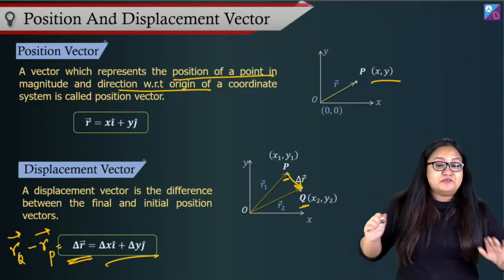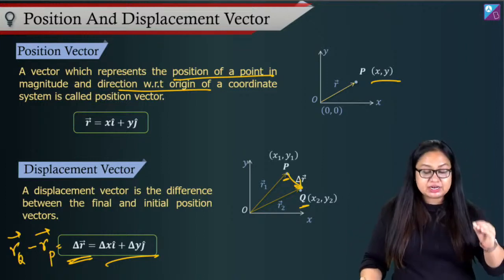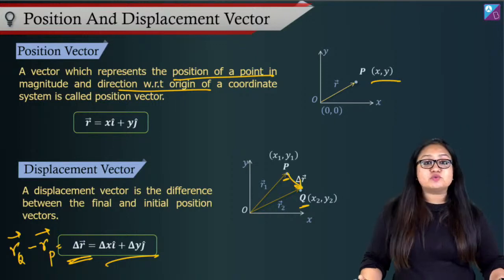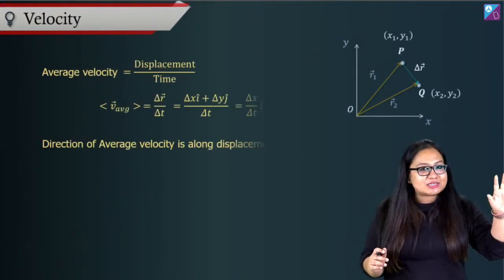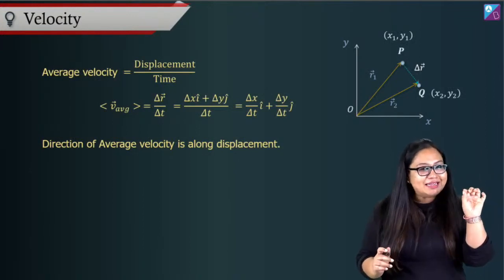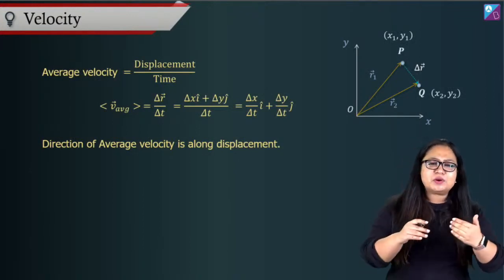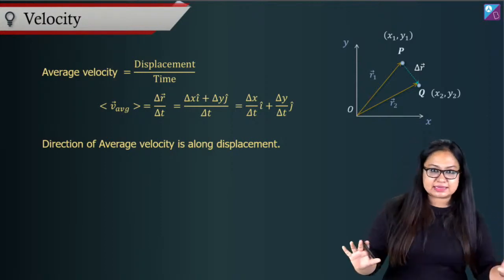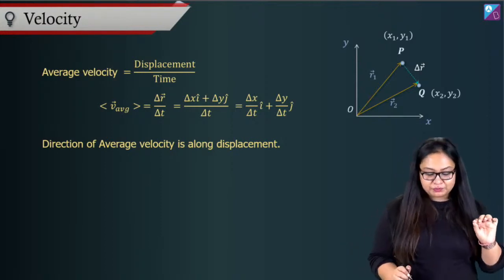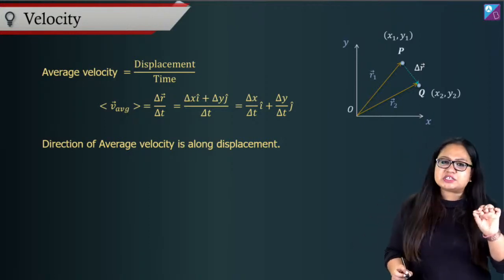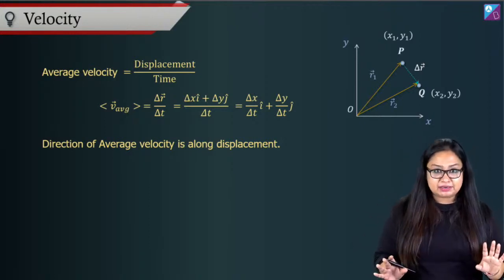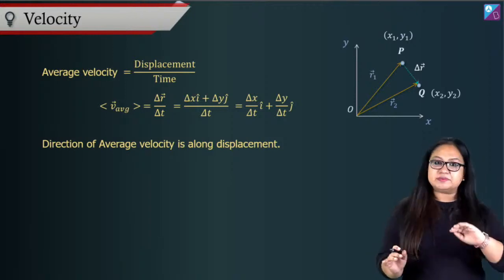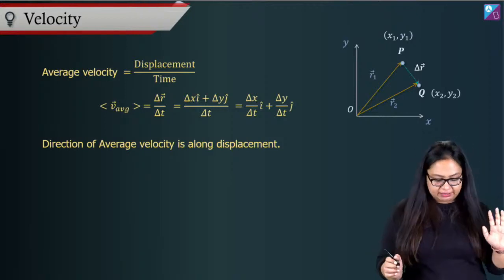Now, we have understood what position and displacement are. Let's go to velocity. Again, for 1D, we have already seen what velocity is, right? But we have only done it in 1D. Now we are going to extend that concept, all right? That's all. Basic remains the same. So, what is average velocity? Average velocity is displacement upon time, right? Displacement is a vector, so average velocity is also a vector.